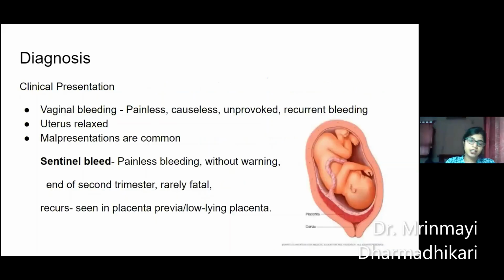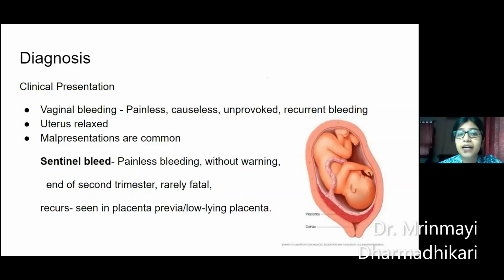Now, before management, coming to the diagnosis, that is the clinical presentation of the patient. All of us know the most important clinical presentation in patients of placenta previa, that is vaginal bleeding. However, this vaginal bleeding has certain very specific characteristics. Each and every one of these characteristics which I'm going to be reading out is very important for the differential diagnosis of placenta previa. So one, it is a painless bleeding.